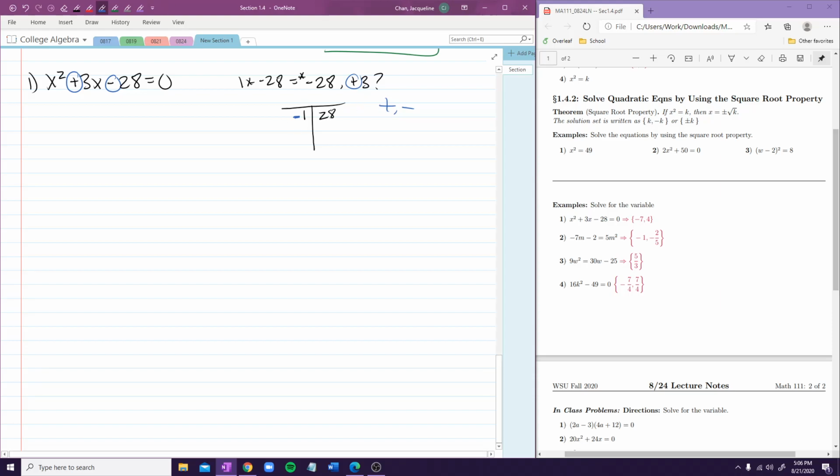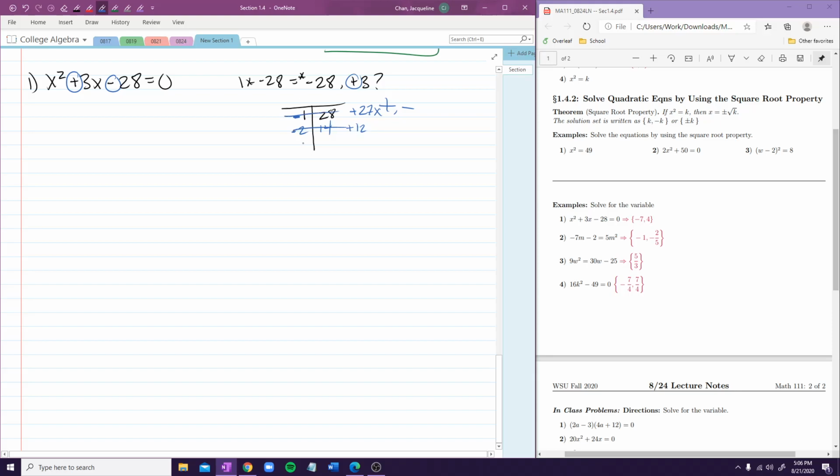Right? So let's check it. This does multiply to negative 28, but this adds to be 27. So this is a no-go. Okay? What about negative 2 and 14? When I add, they do multiply to be negative 28, but they add to be 12. So this is also a no.